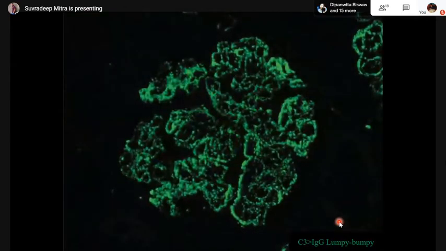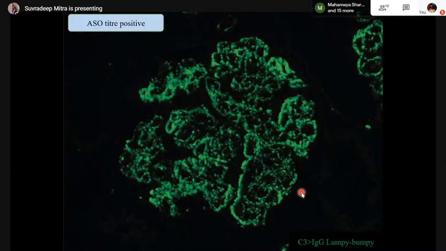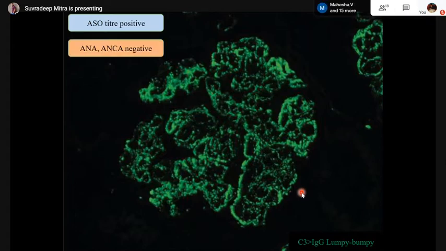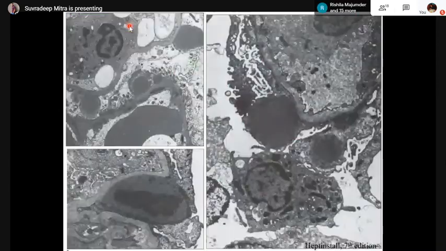I have taken a picture from Heptinstall to show the classical lumpy bumpy kind of deposit, which means very coarse and fine patchy deposits, which we expect in infection related, or rather let us not confuse, post-streptococcal acute glomerulonephritis. Now this patient turned out to have a positive ASO titer and ANA and ANCA were negative. These are important serological tests that usually accompany such cases. So with ASO titer positivity, obviously our suspicion was acute post-streptococcal glomerulonephritis.